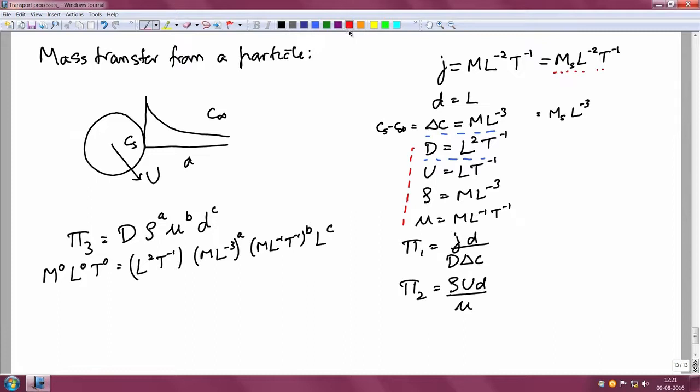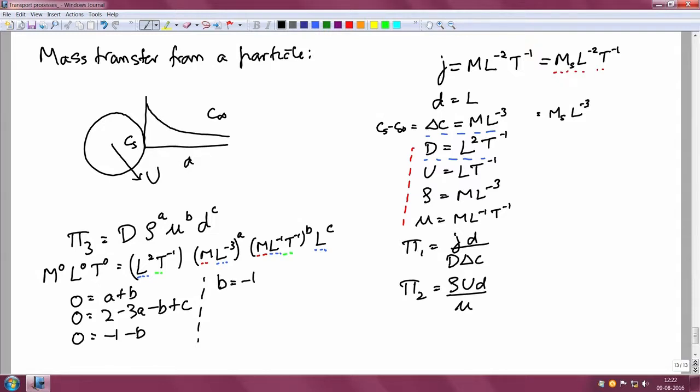So, if I take the mass dimension, I will get 0 is equal to A plus B. If I take the length dimension, I will get 0 is equal to 2 minus 3A minus B plus C. And if I take the time dimension, I will find that 0 equals minus 1 minus B. Therefore, from this I will get B equals minus 1.